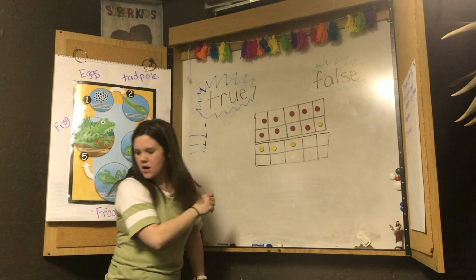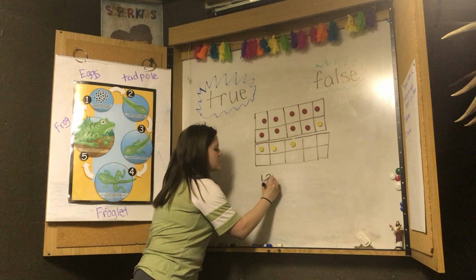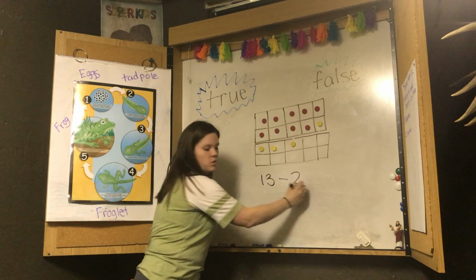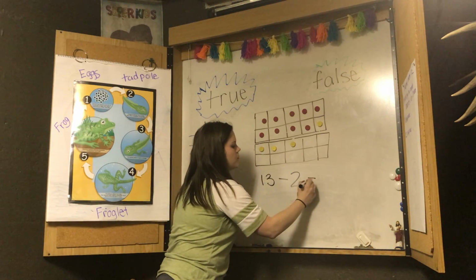All right, what number are we on, boys? Number 9. 13 minus 2 equals 11.